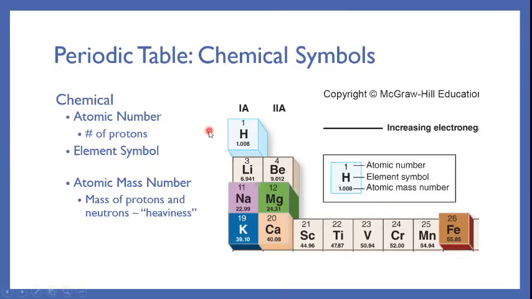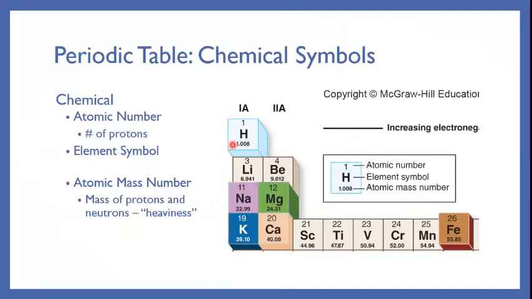The periodic table of elements is going to show us a couple of different facts about each atom. First off, it tells us the atomic number. The atomic number is the number of protons that the atom has. The element symbol is a letter used to represent that atom, so hydrogen is an H, whereas potassium is a K.